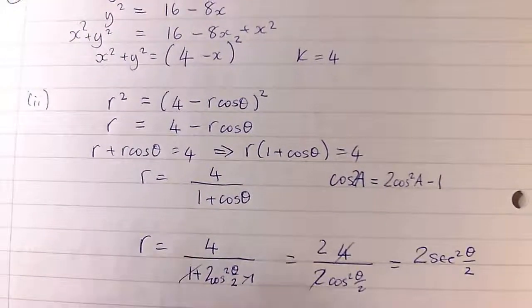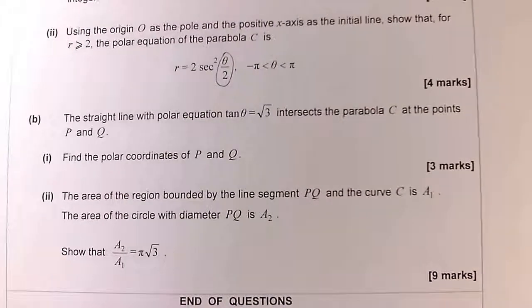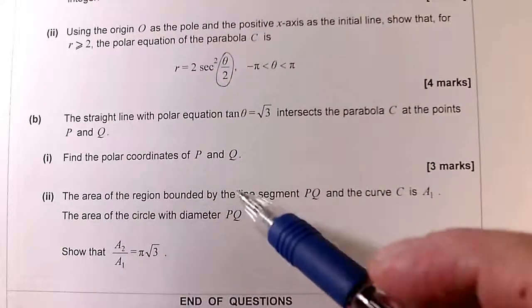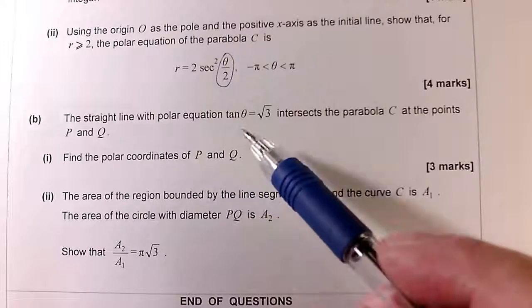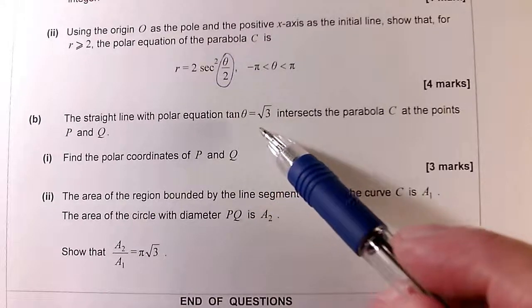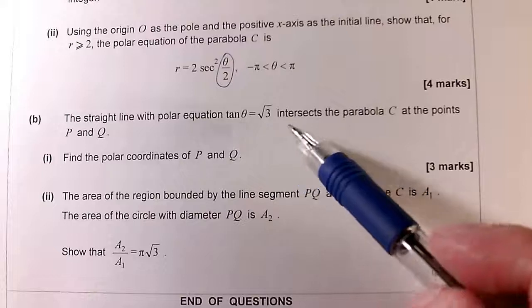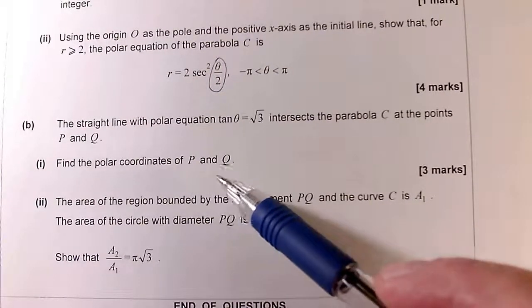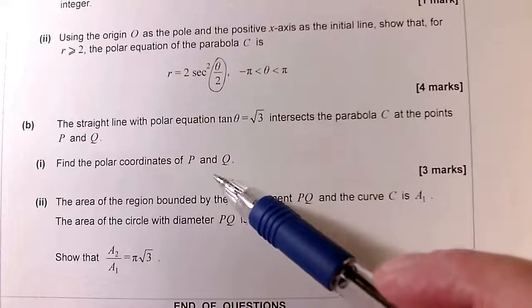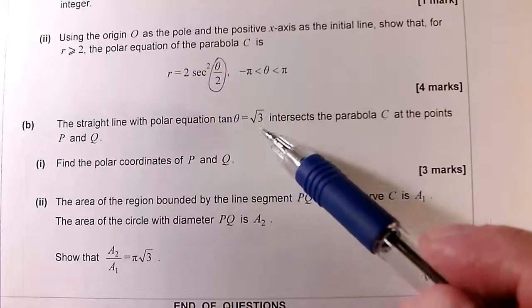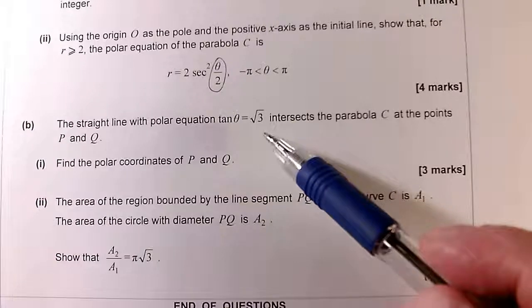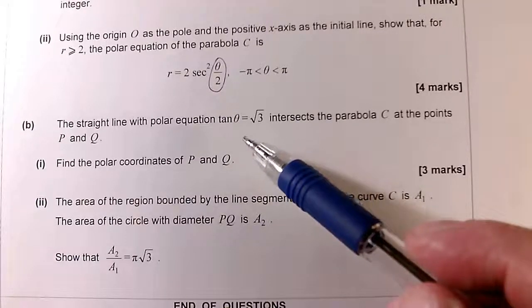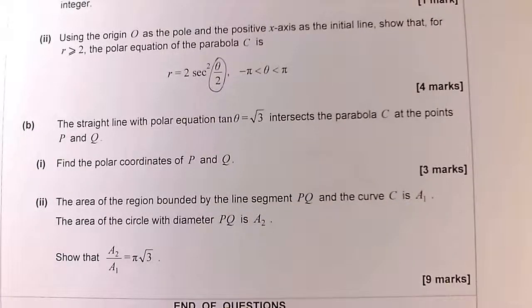Now, that was a little bit sneaky maybe, but notice the next bit is a re-entry point, okay? So don't let yourself get demoralized. We're now doing the polar equation tan theta equals root 3, and that intersects the parabola at the points P and Q, and I've got to find the full details of P and Q. Okay, so it's telling me what tan theta equals at P and Q, so effectively it's as good as telling me what theta is.